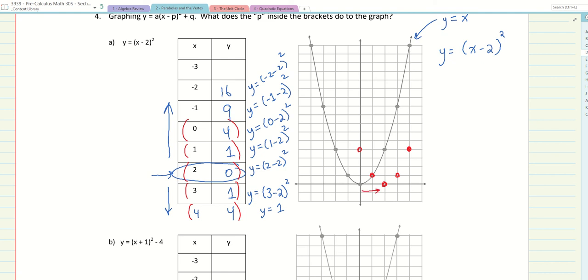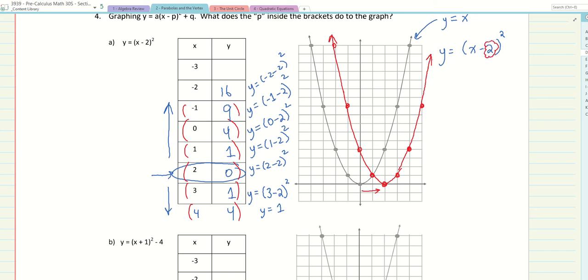So when you subtract or add inside the brackets, it moves the graph left or right. It changes the horizontal middle of this thing. Negative 1, 9 is now here. By symmetry, you could probably figure out that, had we put in the chart 5 minus 2 is 3, also 9. So the long and the short of it is, the parabola got moved 2 units to the right. Okay?